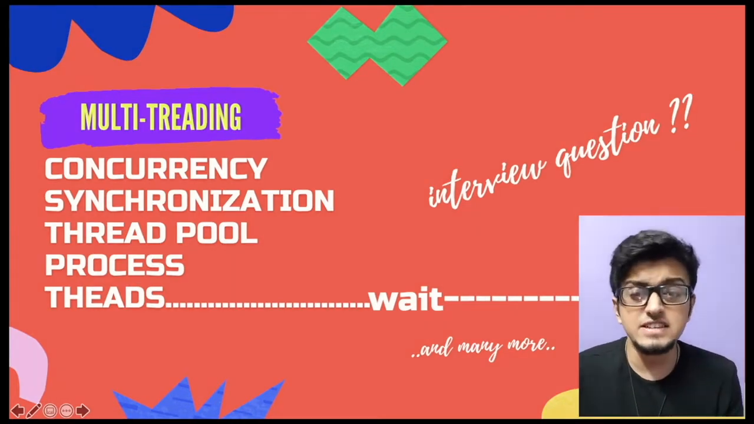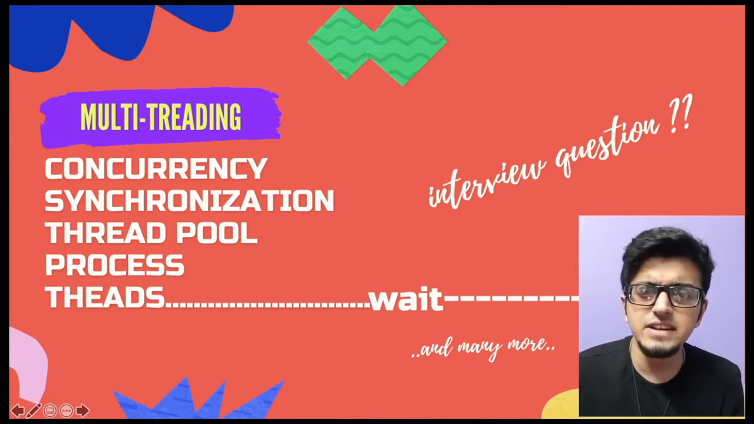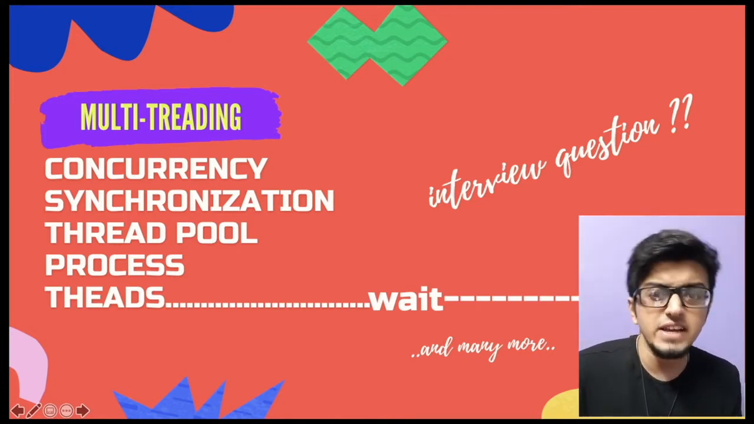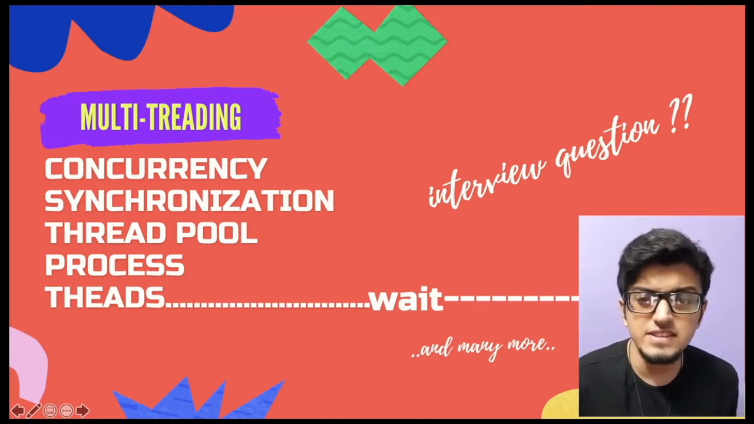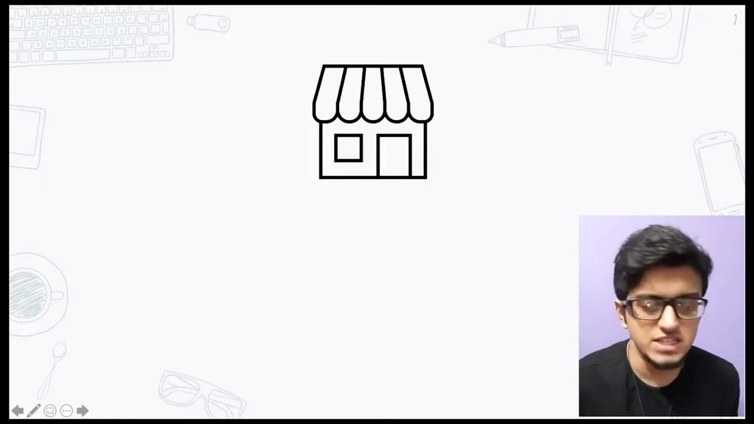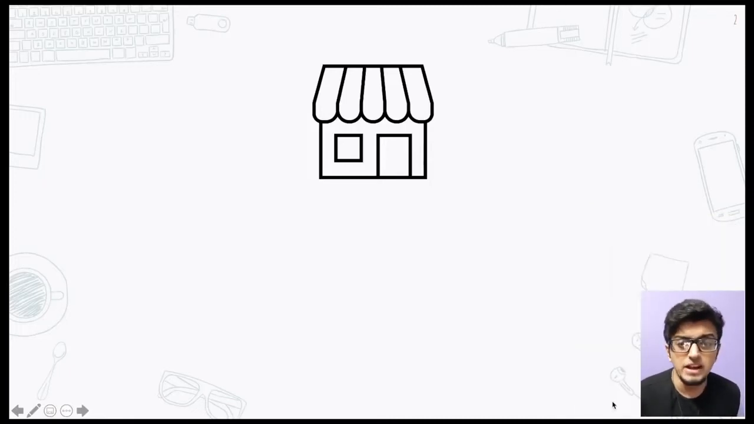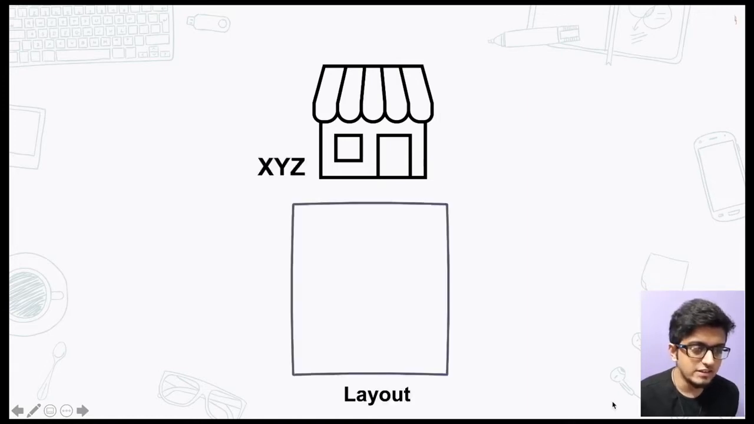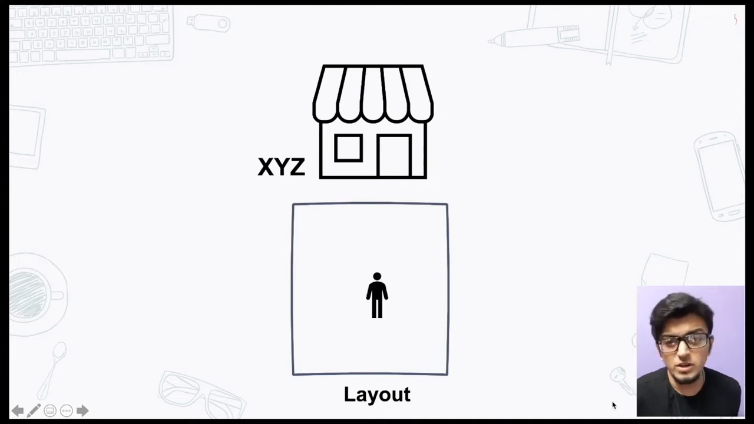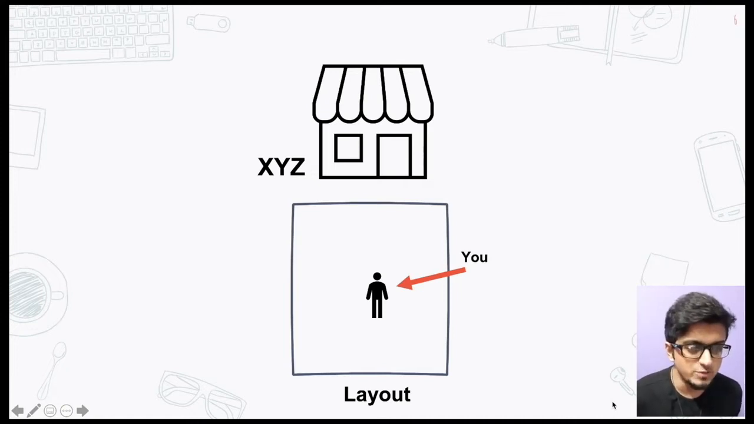Let's first understand what multi-threading actually is and why we need it in our program. We will try to understand it with the help of a simple analogy. Let's assume that you have opened a restaurant in your hometown, and the name of the restaurant is XYZ. Since this is your startup, at the very beginning you do not have funding, and that is why you are the only person working here. So let's assume this is you.